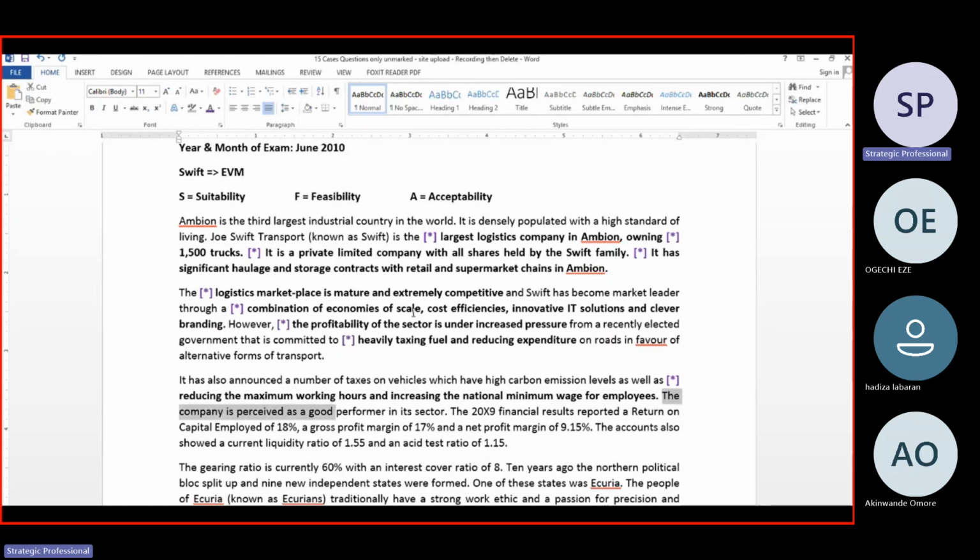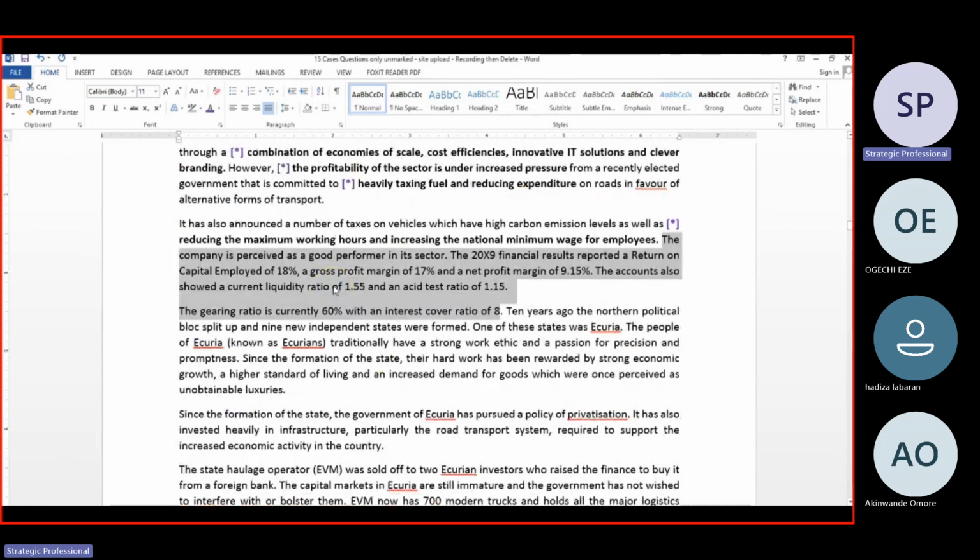The company is perceived as a good performer in its sector. The 2009 financial results reported a return on capital of 18%, gross profit ratio is 17, net profit is 9.5. The accounts also showed a current ratio, acid test ratio, gearing ratio, interest coverage ratio. So all numbers have been given. We will see how to use these numbers as we progress through the question.